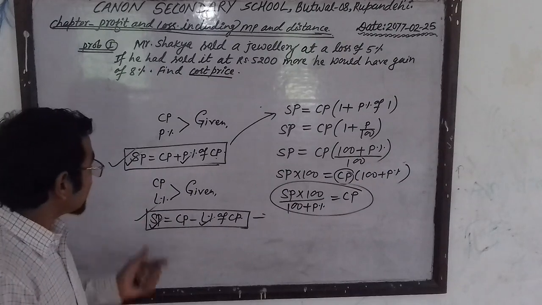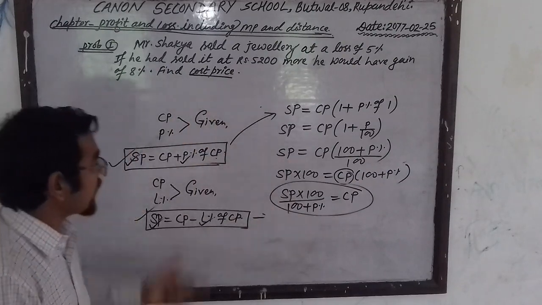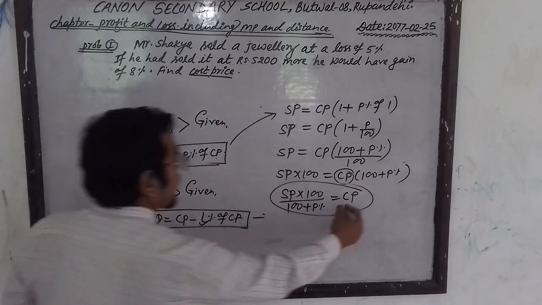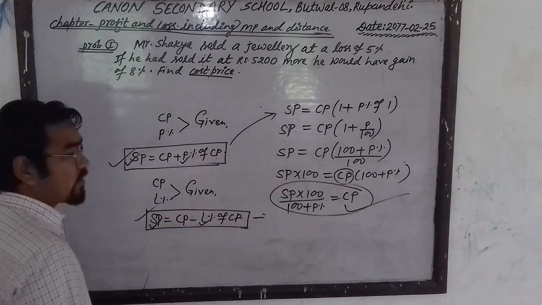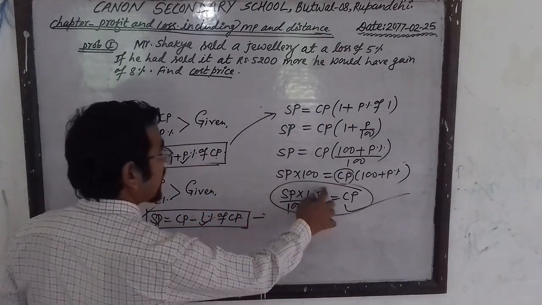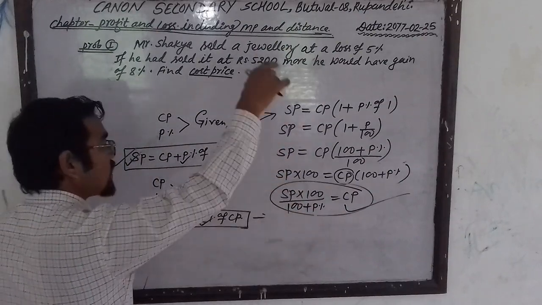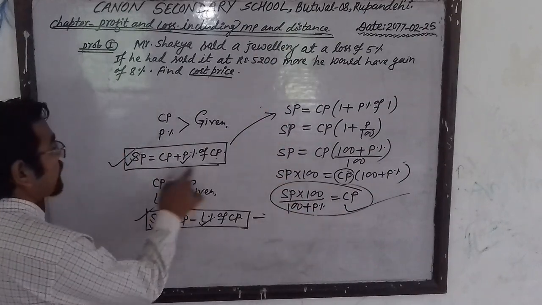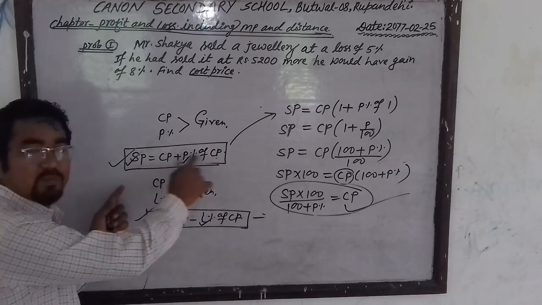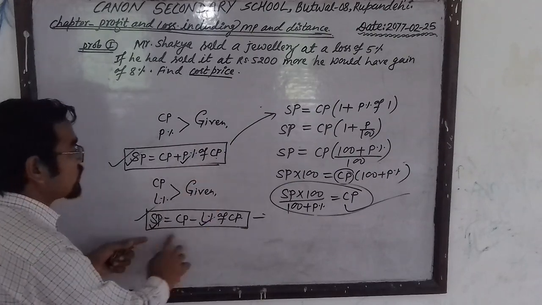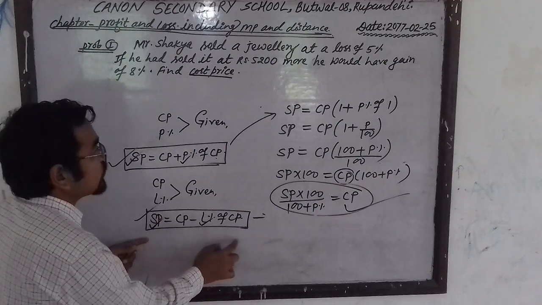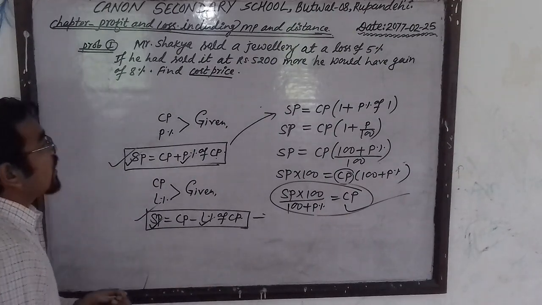My dear students, keep this formula in mind. If you want to apply the direct formula, CP is equal to SP into 100 upon 100 plus profit percent. Otherwise, without the direct formula, we can solve the problem like this: SP is equal to CP plus profit percent of CP, and SP is equal to CP minus loss percent of CP. In this way we can solve.